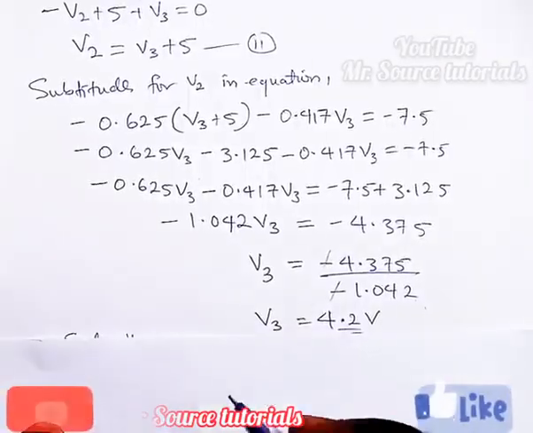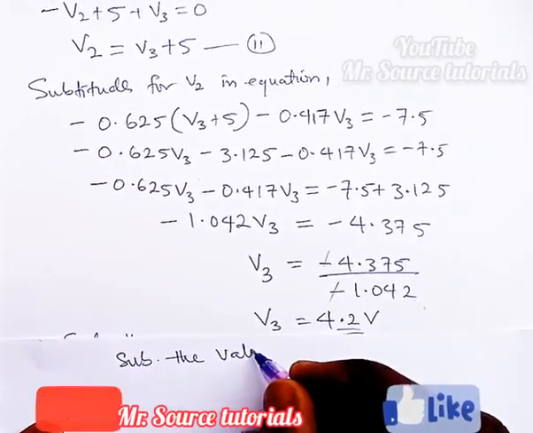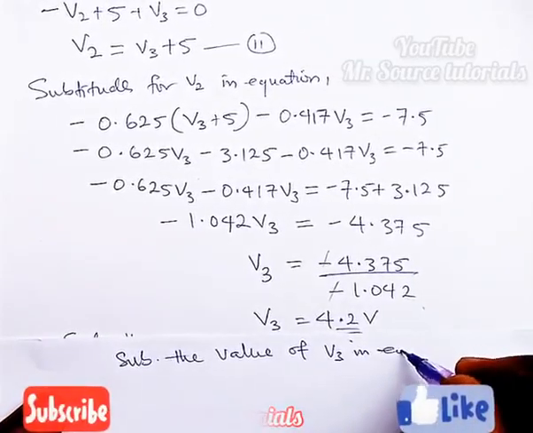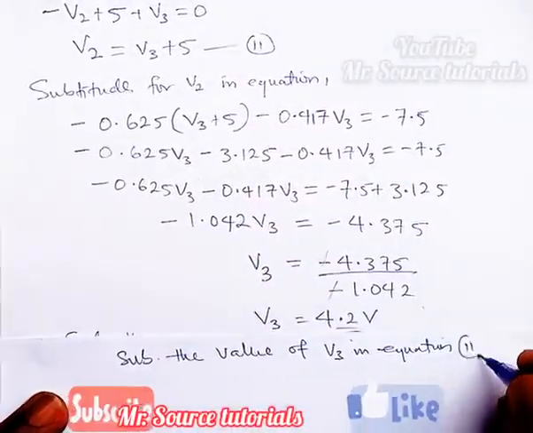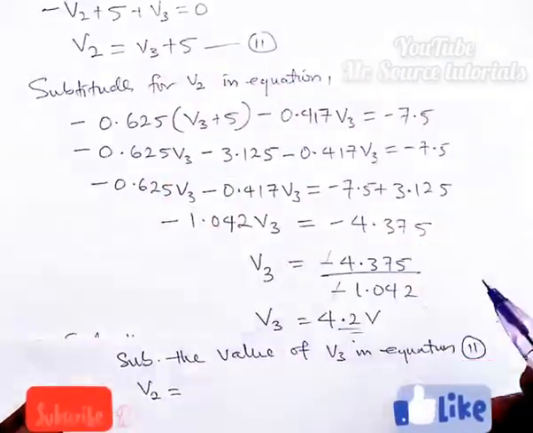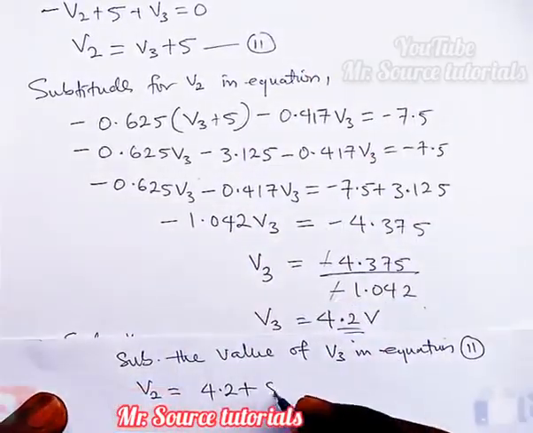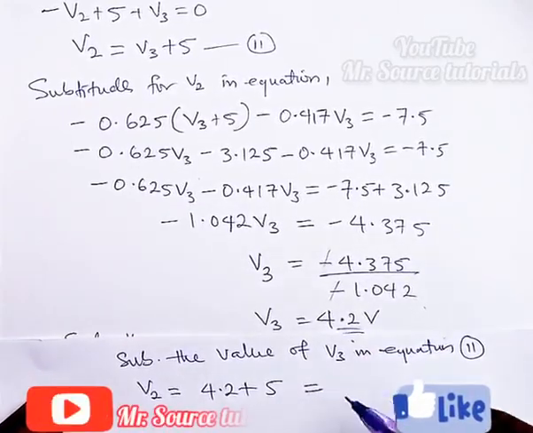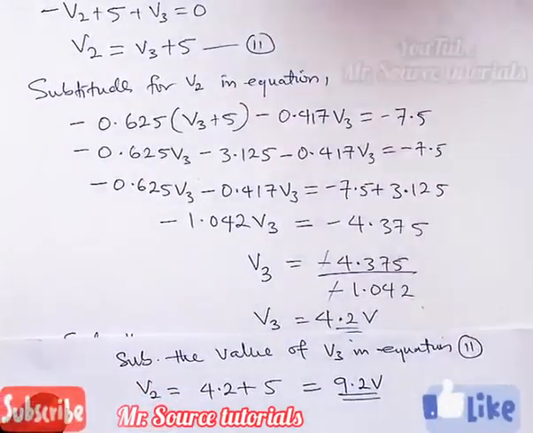To find our V2 now, we're going to substitute the value of V3 in equation 2, which is here. So we are going to have V2 equals V3, which is 4.2, plus 5. 4.2 plus 5 is going to give us 9.2 volts. So that's the value for the node voltages.